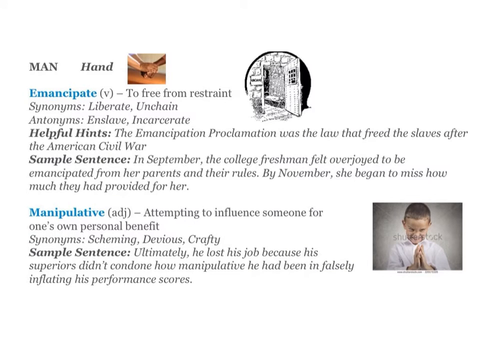Your next root is man, which means hand. If you speak Spanish and know that manos means hand, that will help you with this word. Your first word is emancipate, which means to free from restraint. Your synonyms are liberate or unchain, and your antonyms are enslave and incarcerate.